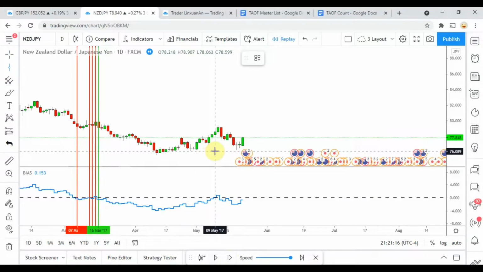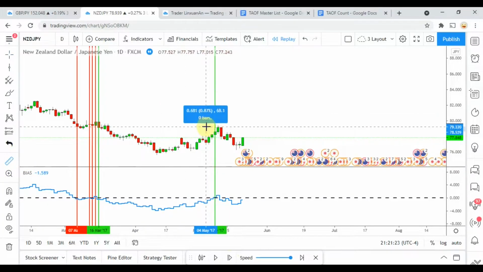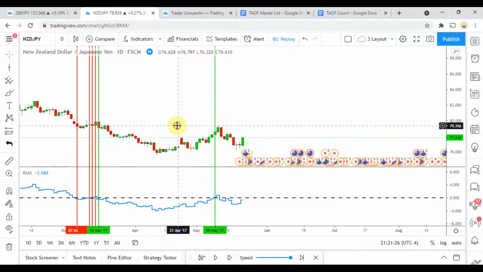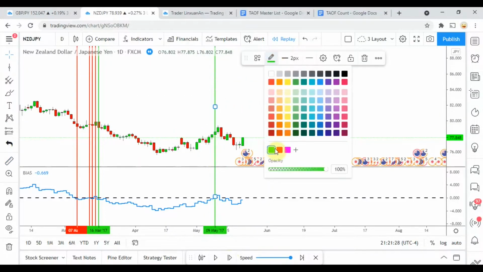All right, over here on this side, looks like we pop up right there on that one. Looks like we barely missed the take profit again.